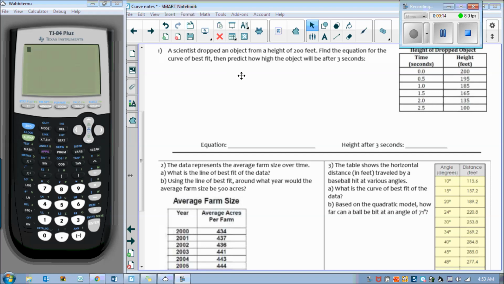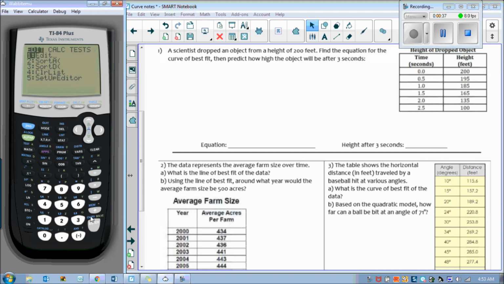So this one says that a scientist dropped an object from a height of 200 feet, and so that's the height, that's our y value there. Find the equation of the curve of best fit, then predict how high the object will be after 3 seconds. So you can see this is the time. We want to figure out basically the next step in this table. What's the y value when the x value, when the time is 3 seconds?